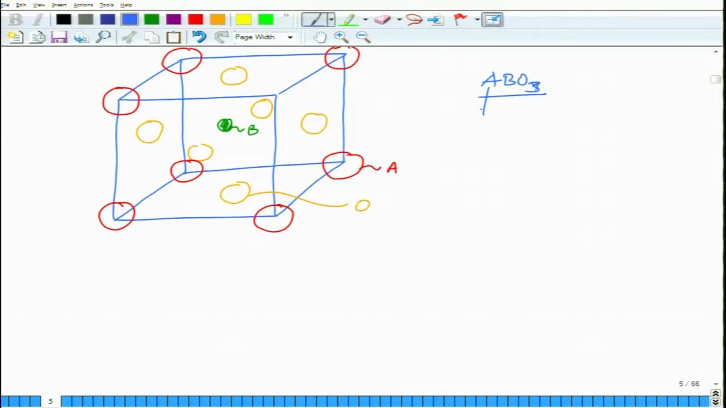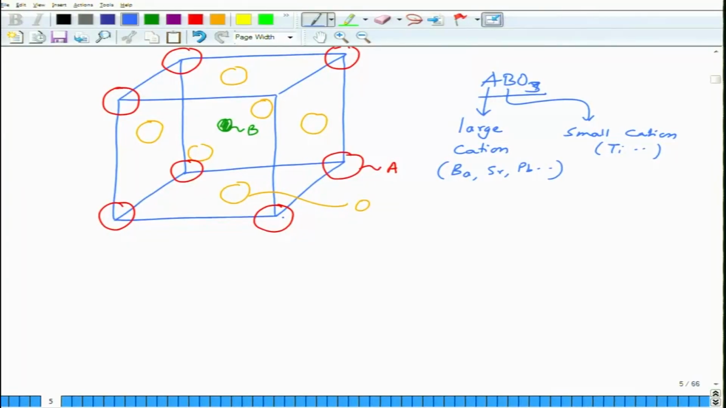So A is typically a large cation such as barium, strontium, lead. B is a small cation such as titanium, okay. In many cases it's titanium, it could be zirconium and iron as well in certain cases and some other atoms. So you can see here it looks as if it's an FCC structure, but it's not an FCC structure because not all the face centered sites are filled by the same atom. So the corner of the cube is occupied by A atom, the face center of the cube is occupied by oxygen atom, and the center of the cube is occupied by B atom. So this lattice is basically a cubic lattice, P type, that is primitive cubic lattice, okay.